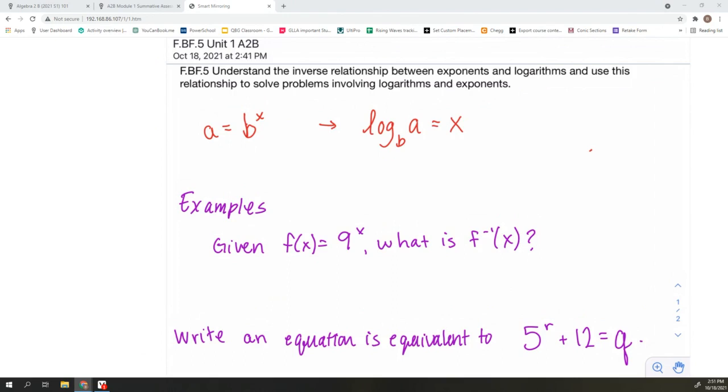Hi, this is another one of the videos from the Unit 1 module assessment for Algebra 2B. This assessment covered 3 different standards. This is one of the 3 standards. It's F.BF.5. That standard talks about understanding the inverse relationship between exponents and logarithms, and then using this to solve problems involving logarithms and exponents.